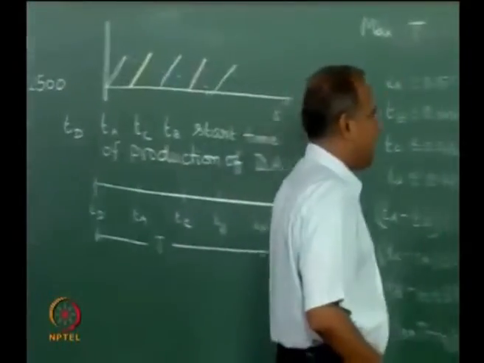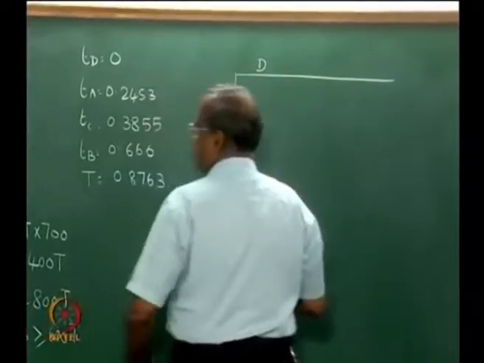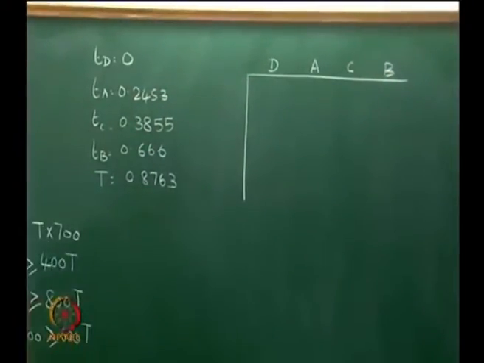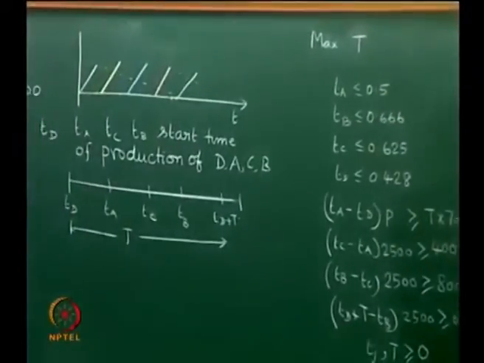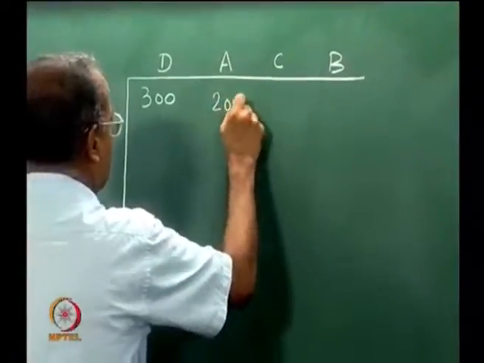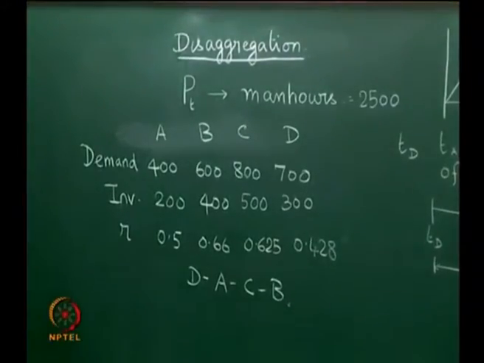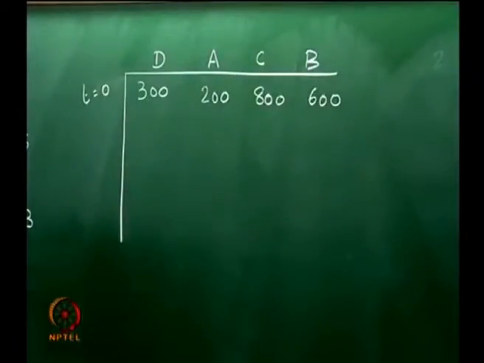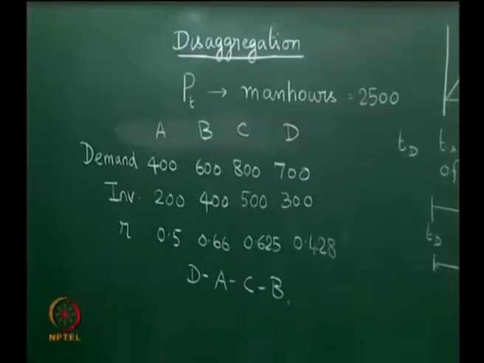Now, let us also try and look at the inventory positions during this time period. So, what we do is we first keep item D, we are producing it in the order item D, A, C and B. So, at time t equal to 0, the initial inventories are 300 for D, 200 for A, 500 for C and 400 for B.